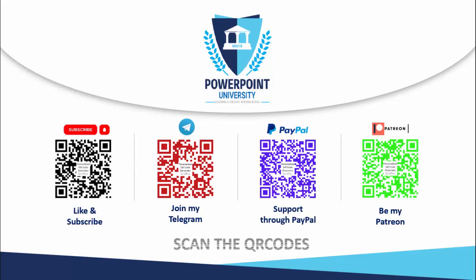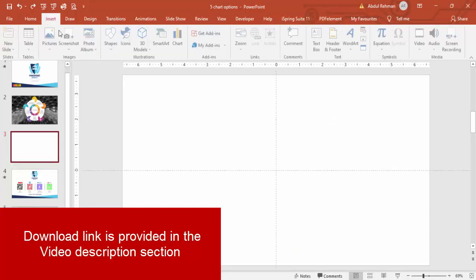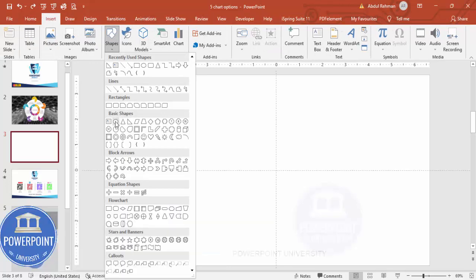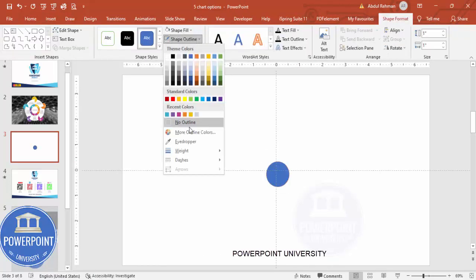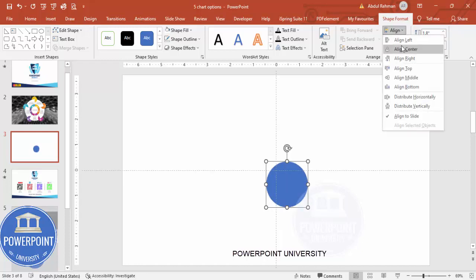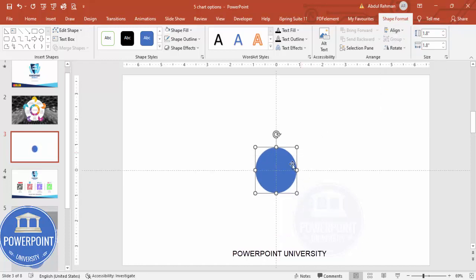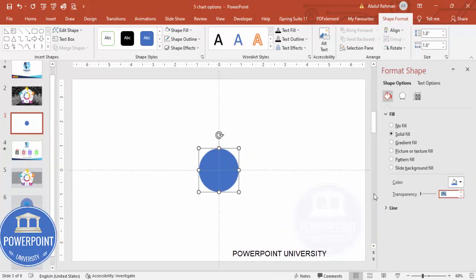So let's start the tutorial. Add a new slide, go to View, enable the guides, go to Insert Shapes. From the basic shapes, I'm going to choose the oval shape. Just click it here, set the shape outline to no outline, and make the height and width 1.8. Again make sure it is align center, align middle, and I'm going to right mouse click, go to Format Shape, and give maybe 40% transparency.